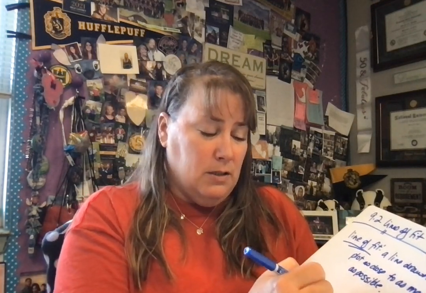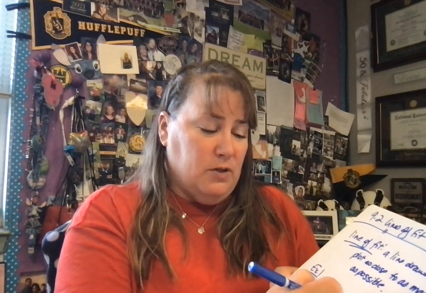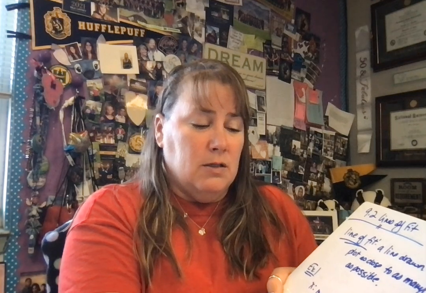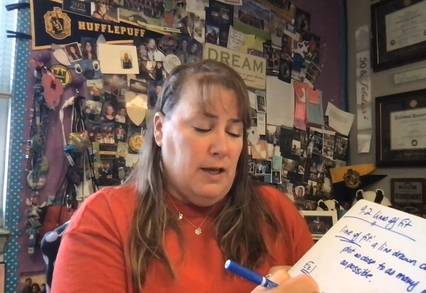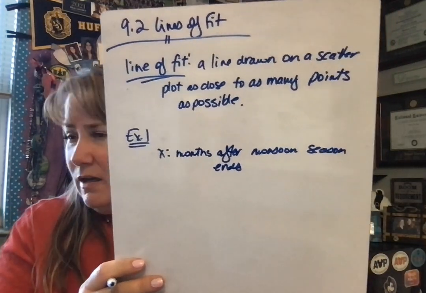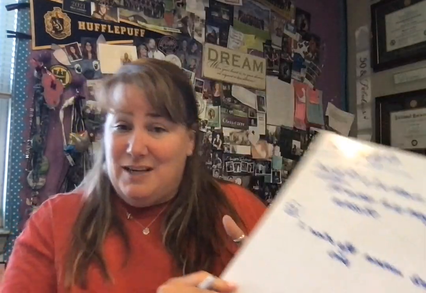So X is months after monsoon season ends. Okay, that's X. And then Y is the depth of the river.